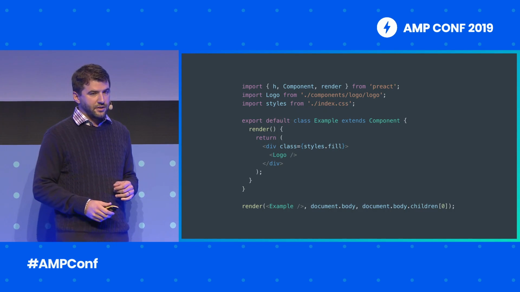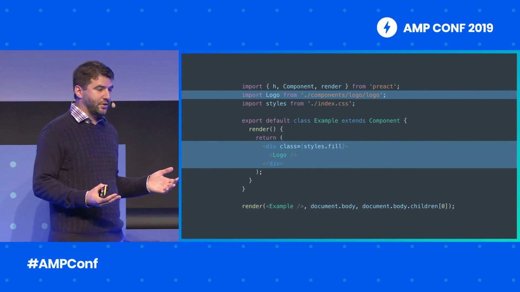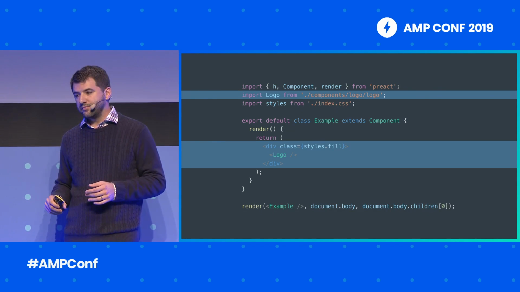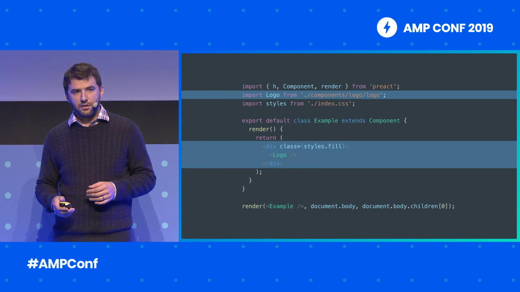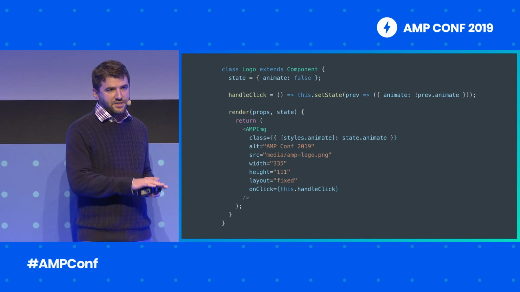The first thing we're going to do here is insert a logo component. When we do that, we import the component, and then we leverage the logo component within the render method. So now this div is going to have a single child that is the logo component. Here is the logo component itself.